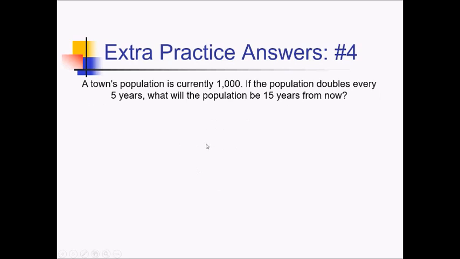On this problem, we have a town with a population of 1,000, and that population is doubling every 5 years. We want to know what the population is going to be 15 years from now. So in terms of exponential functions, we can use the half-life formula here because there's a wait period before we're allowed to double. So we can use AB to the t over k for this one.